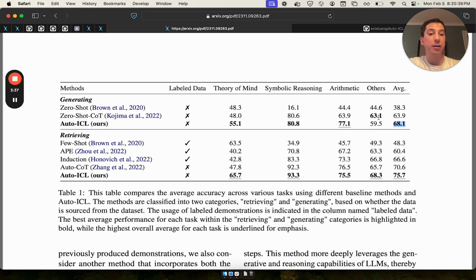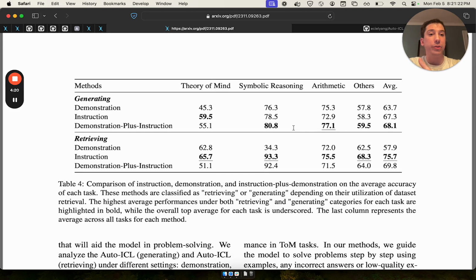But clearly this is not perfect. It's not always going to be better. The others here mentioned is just a general catalog of other data sets. And on some it might work better, and on others it won't. Then they also talk about an ablation of the various techniques that they use. So for example, generating demonstrations and instructions or generating them separately. And they show that in general, it is better to generate both the demonstrations and the instructions, not just the instructions or not just the demonstrations.